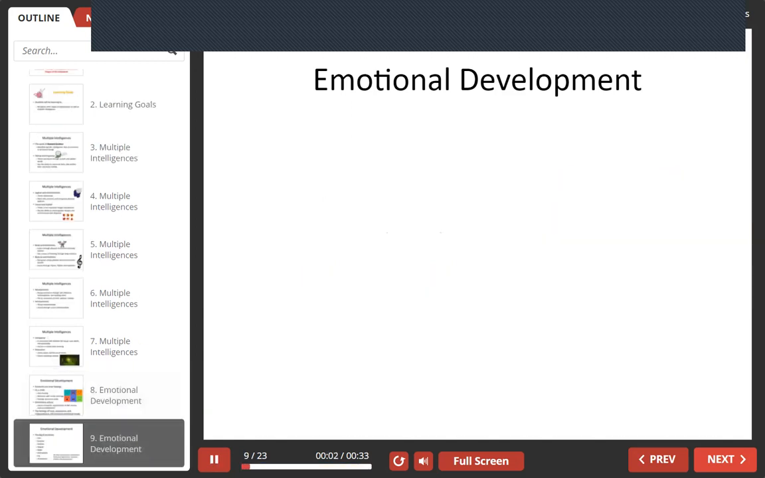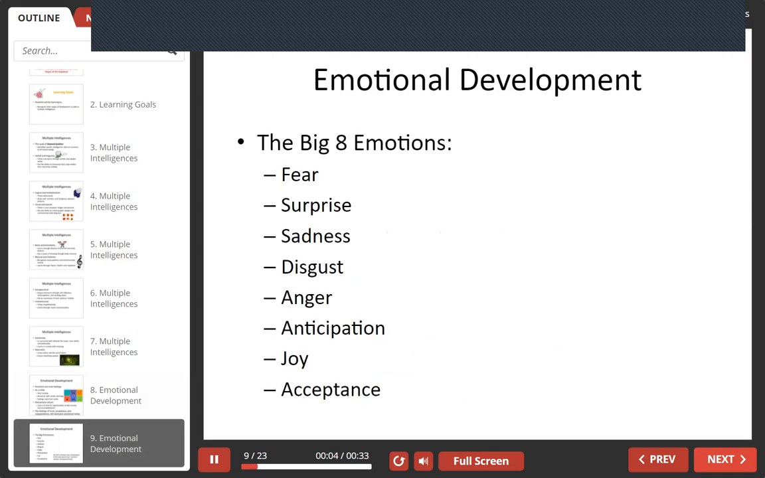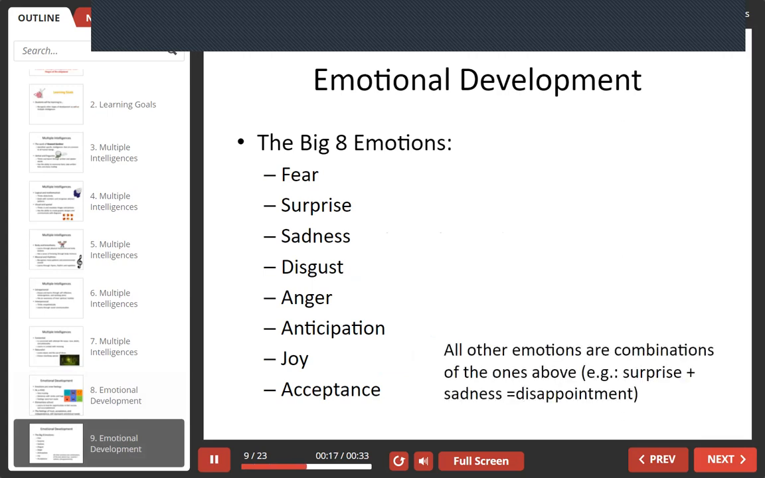So now we're going to be looking at the big 8 emotions, which are fear, surprise, sadness, disgust, anger, anticipation, joy, and acceptance. These are obviously not the only emotions that we all have, but all other emotions are combinations of the ones here, such as surprise plus sadness equals disappointment. Can you guys think of any more?